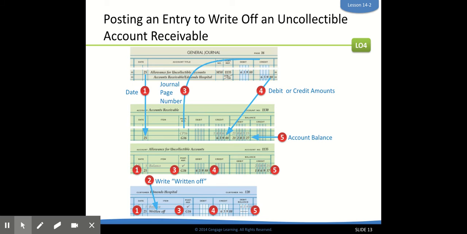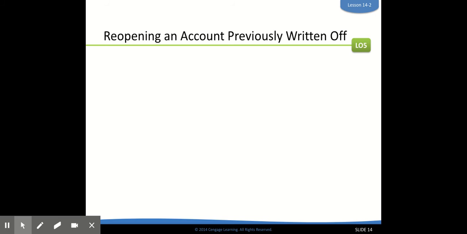Well, that's not because they paid and they no longer owe us money. We wrote it off saying we are not going to get this money. That's an expense for our company. So we want to make that really clear on their account so it doesn't appear as though they paid us. So we write "written off" and then credit their account, and we're left with a zero balance. This is a situation where we just said we aren't going to ever get any money from Edmonds Hospital. We'll write off their account.